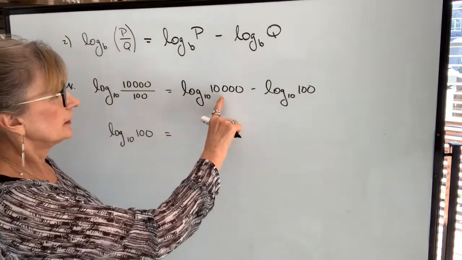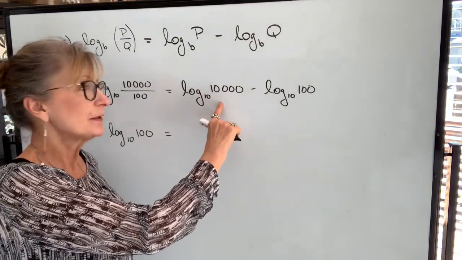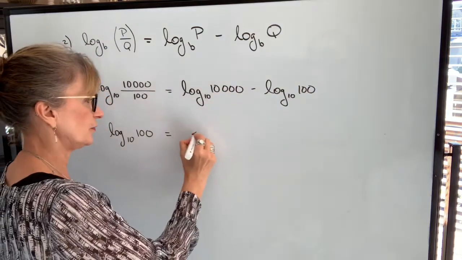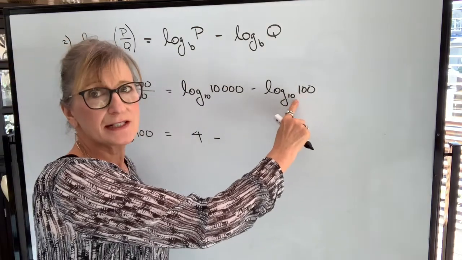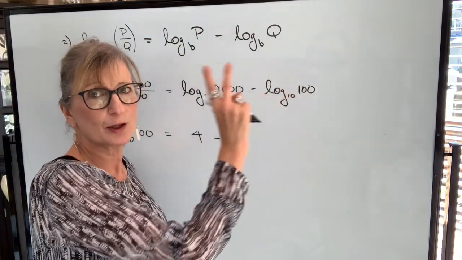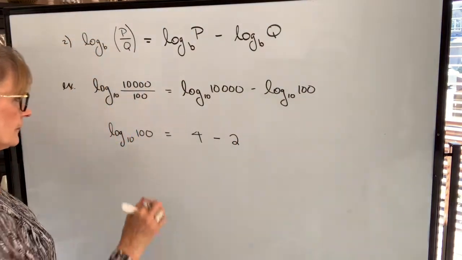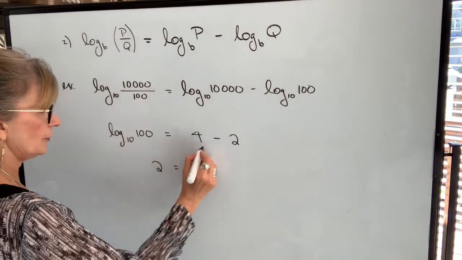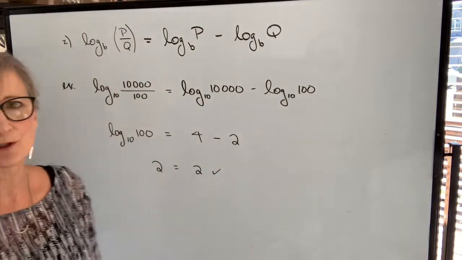We want to evaluate the log of 10,000 base 10. So what exponent must 10 be raised to equal 10,000? The answer would be 4. Similarly, the log of 100 base 10, 10 must be raised to the power of 2. So the log of 100 base 10 would be 2. 4 minus 2 is 2. So it just shows you that the property does work.